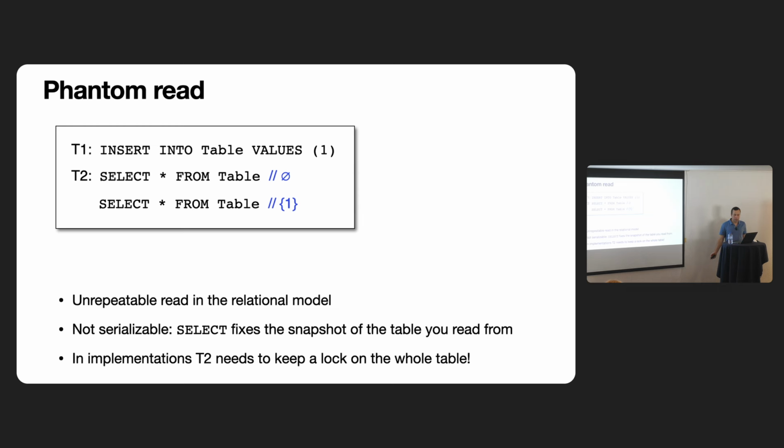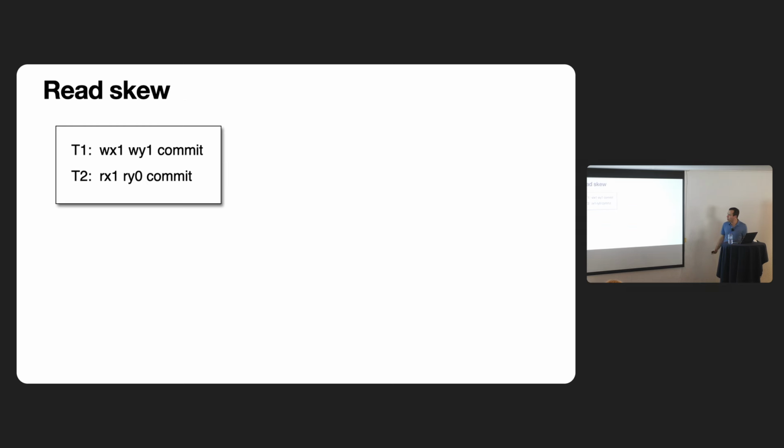Okay, and then here's another example. It's called reads queue. So this one and another one, and then I'm done with this example, so you will not be too bored. So T1 does two writes, write to X, write to Y of the values one, and then T2 sees the write to X but not the write to Y. Right, so it sees part of what is written by some transaction. It's also called fractured read for this reason.